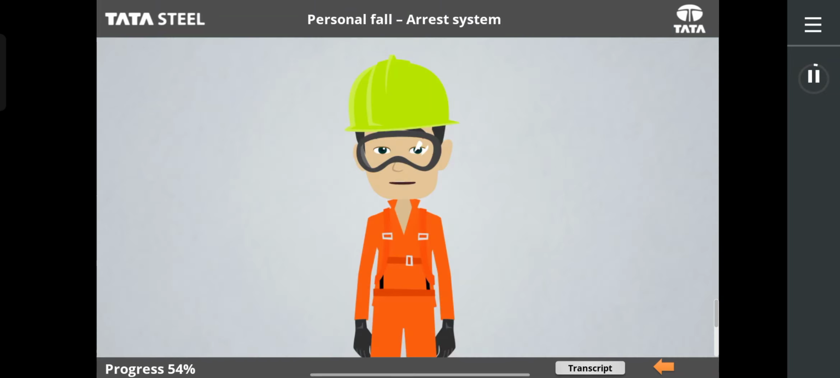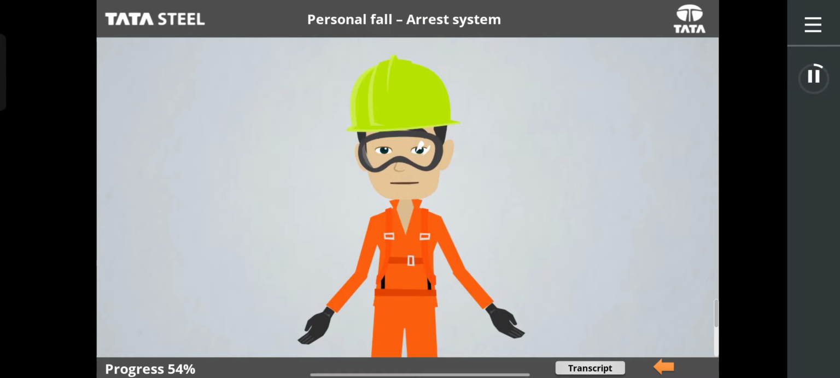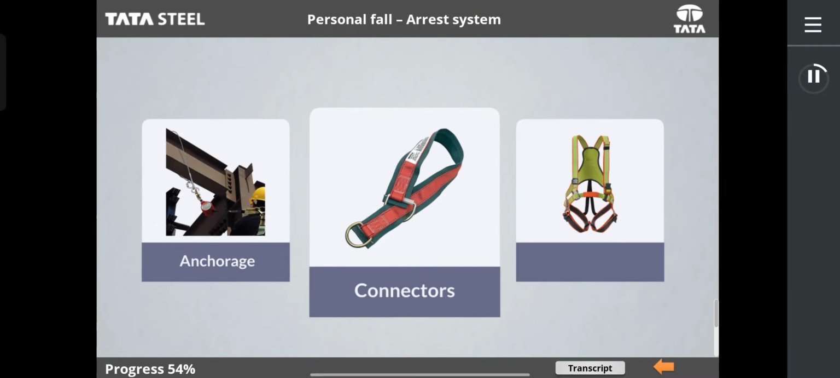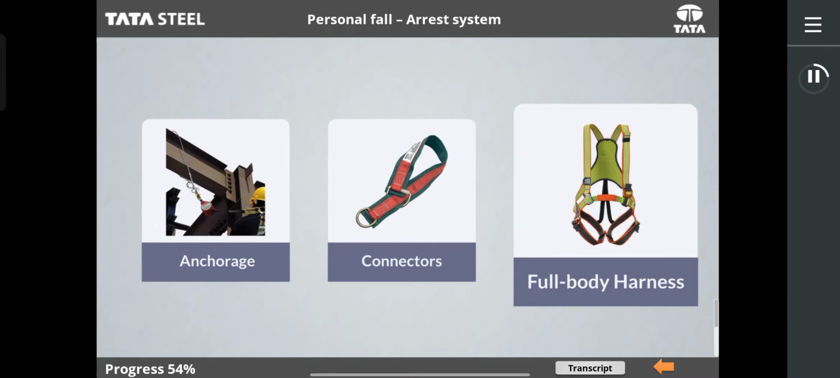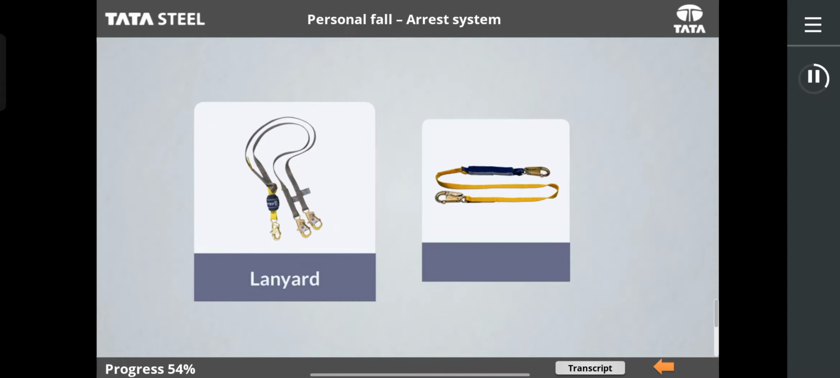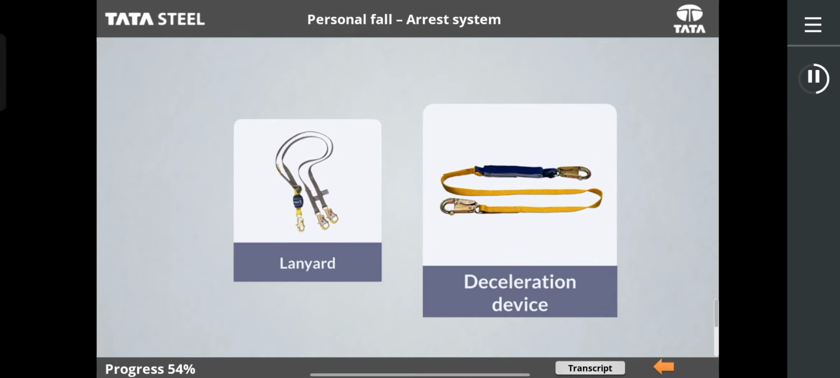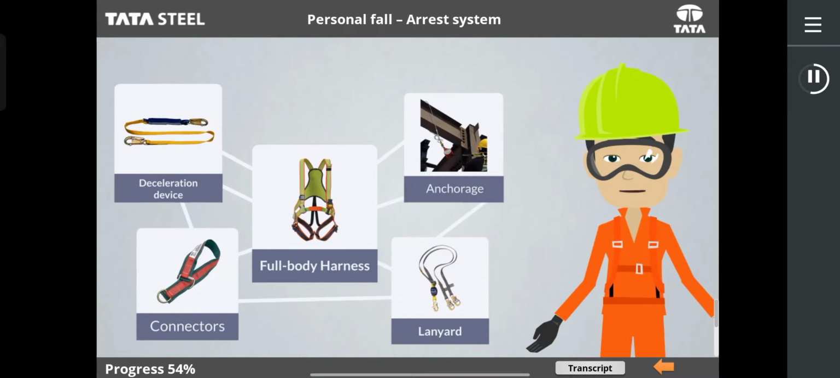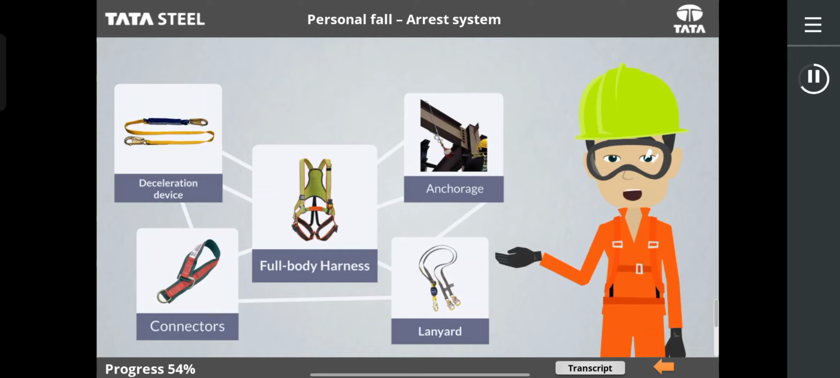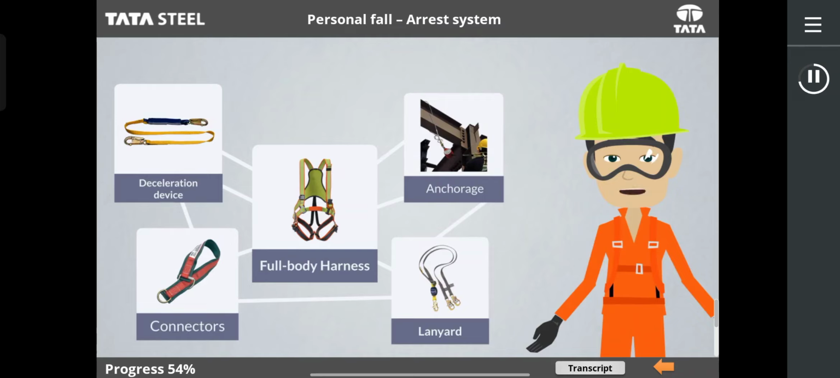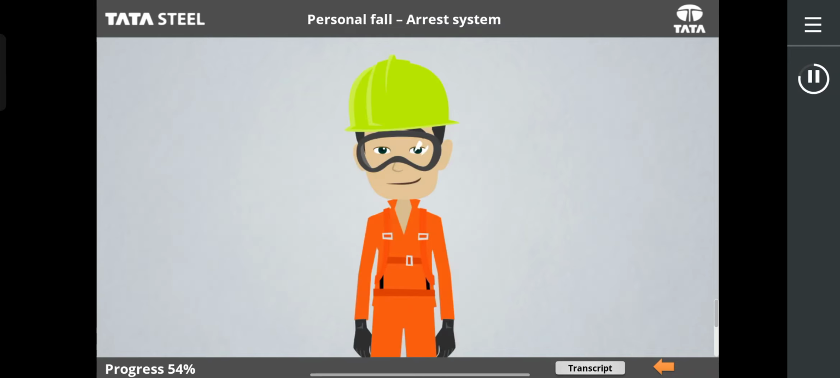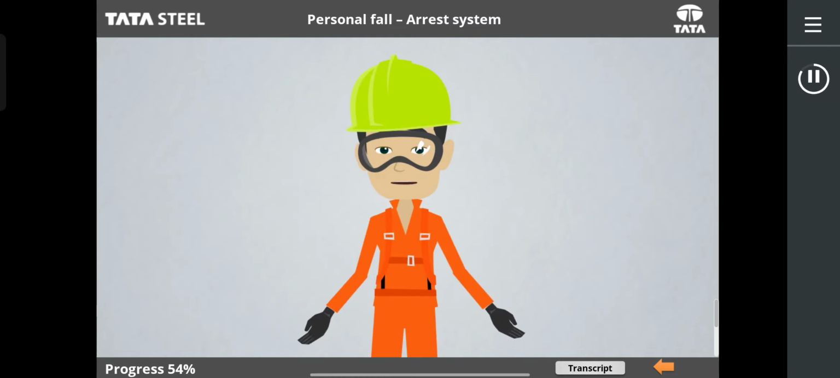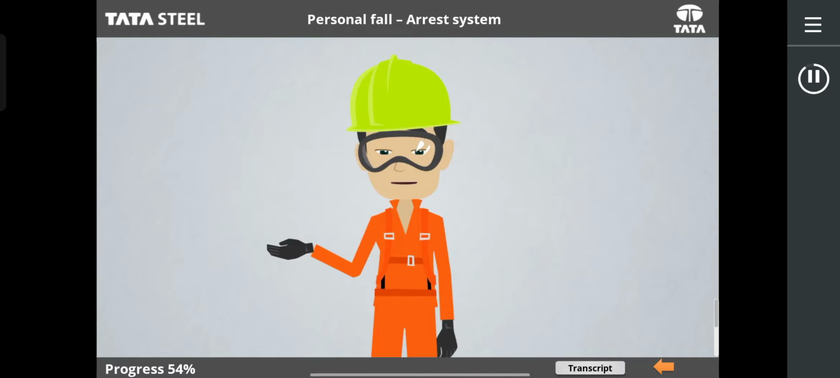Personal fall arrest system consists of an anchorage, connectors, a full body harness, and may include a lanyard with locking snap hook, deceleration device, lifeline, or suitable combination of these. The use of body belt for fall protection is prohibited. Move on to learn about the checkpoints deciding on a personal fall protection system.